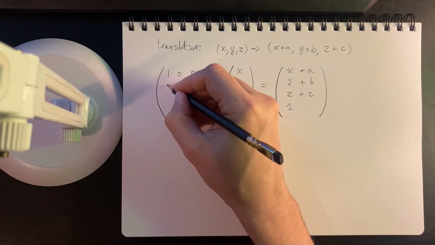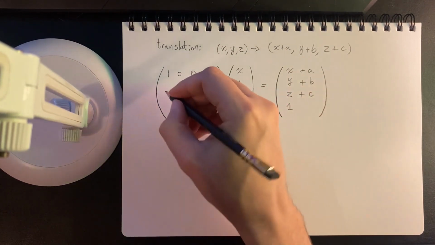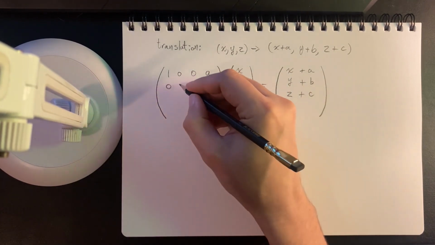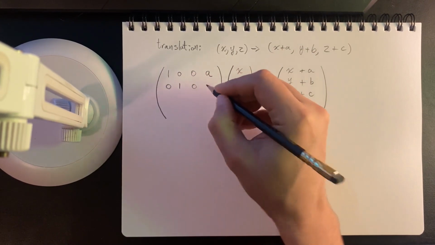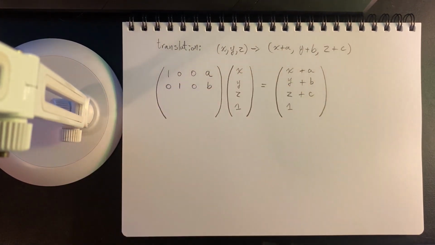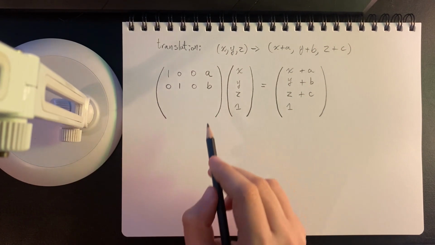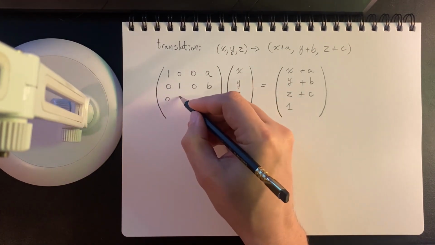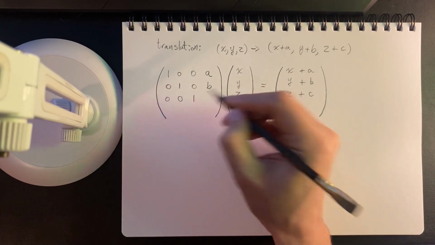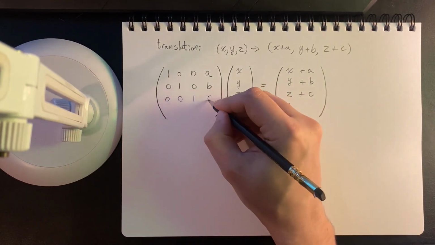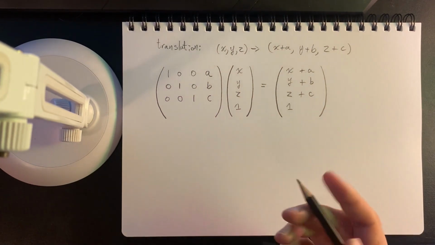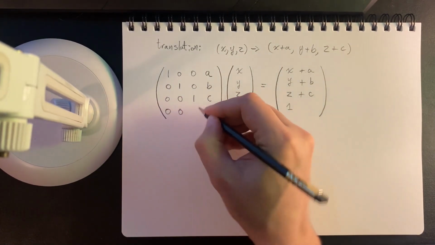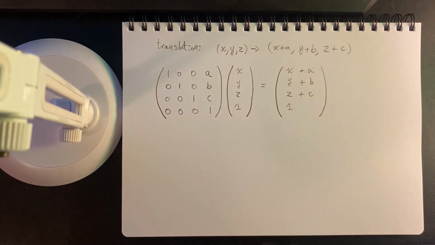So again, we can look here and say, I want to have y plus b as my resultant. So I'll have 0 times x, 1 times y, 0 times z, plus b times 1. And then similarly, in the third row, we'll have 0 times x plus 0 times y plus 1 times z plus c times 1. And there we have it. And then finally, the last row is very simple. It's just 1 times 1. Okay, so that's all well and good.